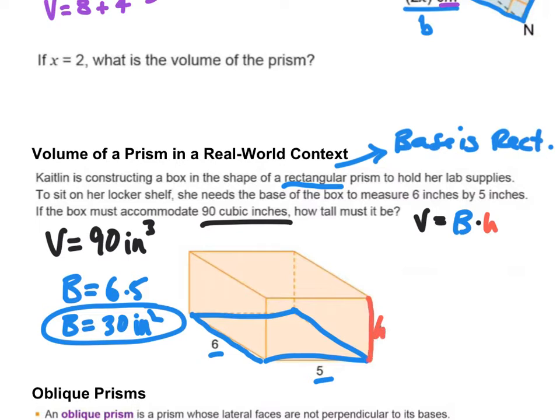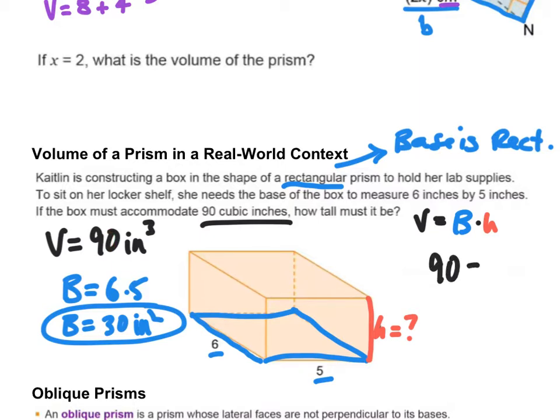Okay, and this is the height of that. We don't know what that is. That's what we're trying to find. But we do have our volume here. It's 90 inches cubed. So I'm going to use my formula here, plug these values in, and we're going to solve for h. Okay, so for volume, V, I'm going to plug in 90. Okay, that's what my volume is.